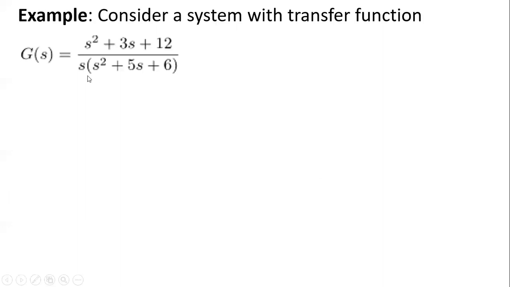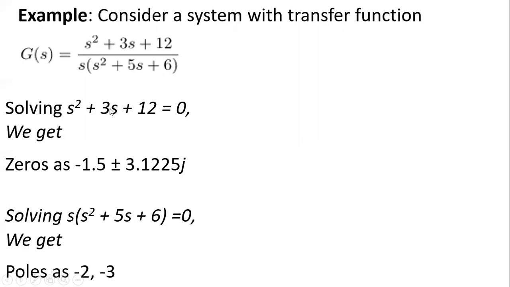Let's understand this with an example, with a transfer function of (s^2 + 3s + 12) divided by s(s^2 + 5s + 6). Solving the numerator equal to 0 and the denominator equal to 0: for the zeros, s^2 + 3s + 12 = 0 gives zeros at minus 1.5 plus or minus 3.1225j. For the poles, s(s^2 + 5s + 6) = 0 gives poles at 0, minus 2, and minus 3.